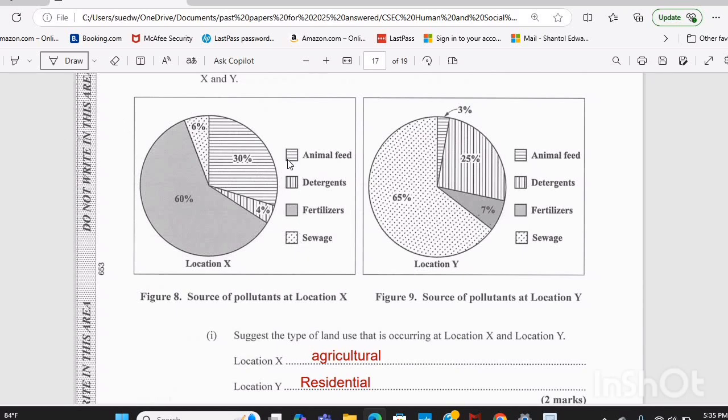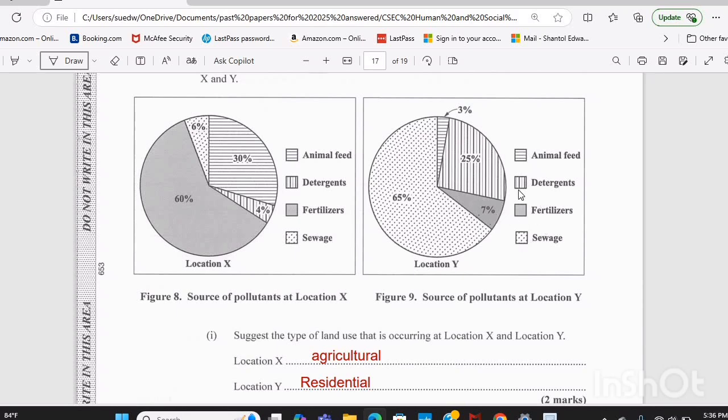If we use the key, we can realize that 30% of the land is taken up by animal feed, right? And a whopping 60% of the land is taken up by fertilizers. So it is an indication that if we have so much animal feed and so much fertilizer, then this must be an agricultural land use, right? That land that is being used. And also it has very small amounts of sewage and very small amounts of detergents. Now, when we look at location Y, we see that the majority of its pollutants is coming from sewage. That means that there must be a lot of homes, a lot of businesses in that area.